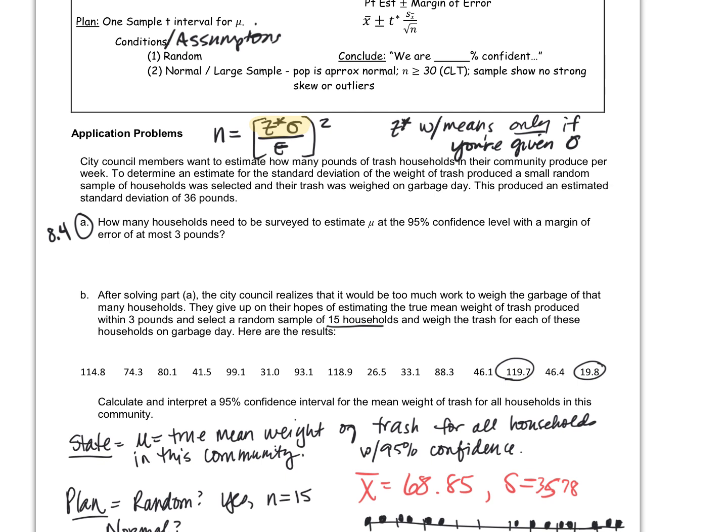So let's look at this. It says how many, do y'all remember this scenario? They want to figure out what the average poundage of trash is in a community. How many households need to be surveyed to estimate mu at 95% confidence level with a margin of error of at most 3 pounds? So my margin of error, the E, is 3 pounds. Z star, okay, it's 95% confidence. This is what we were just using, right? That would be a 1.96.